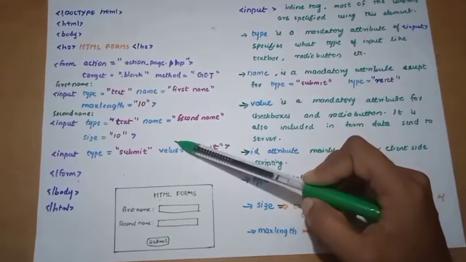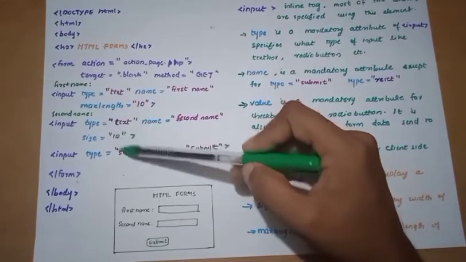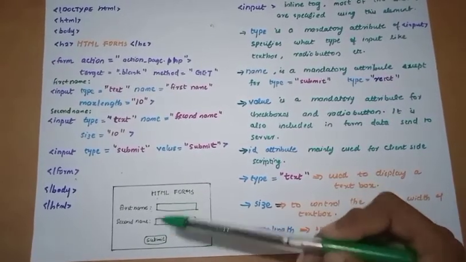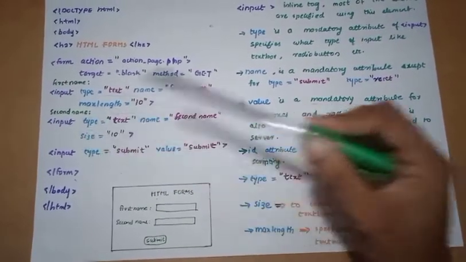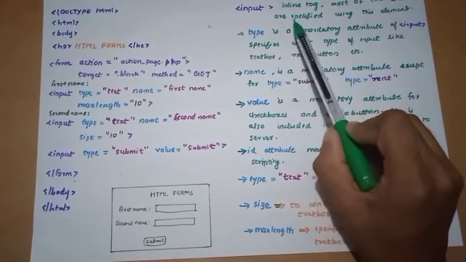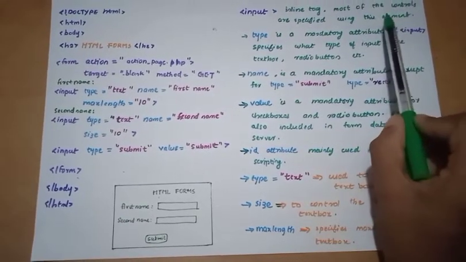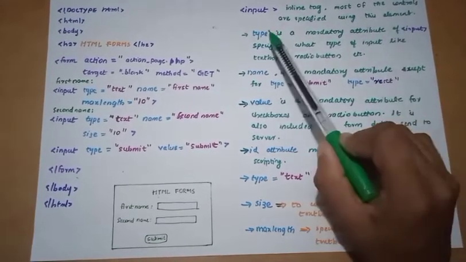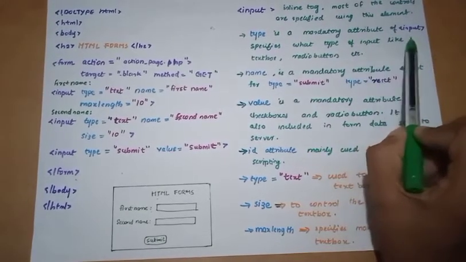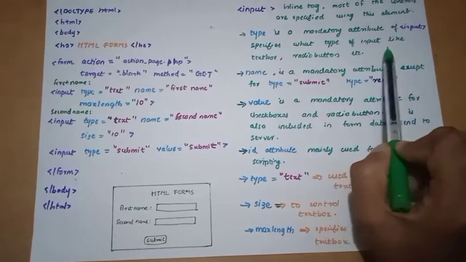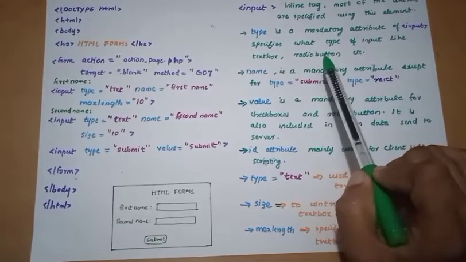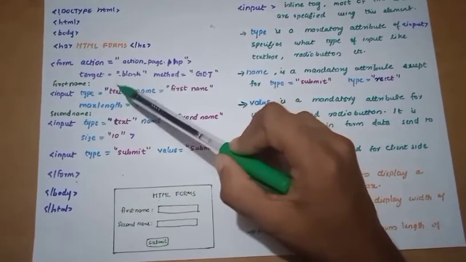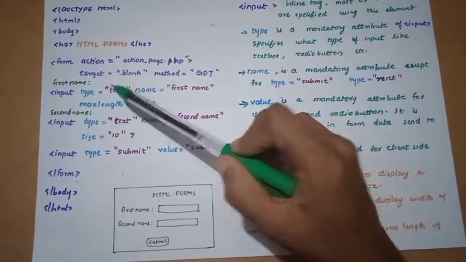Inside the form, we can see different types of controls we have used. Everything is normally done using this input tag itself. That's why most of the controls are specified using this input element. Type is a mandatory attribute of the input tag. It specifies what type of input, like text box or radio box. So we used a text box here. For that we mentioned input type equal to text. That implies we are going to insert a text box into our form.